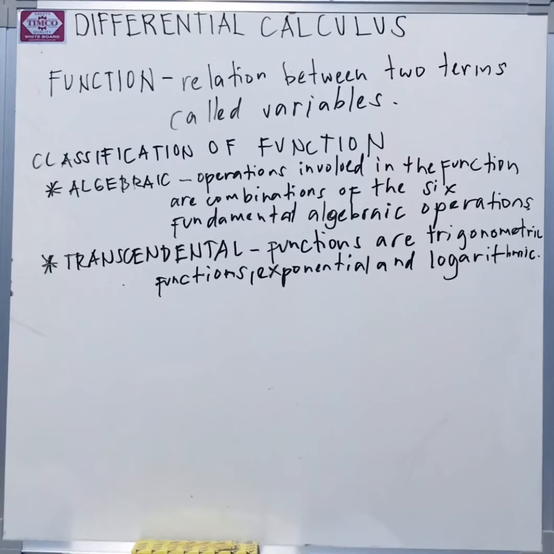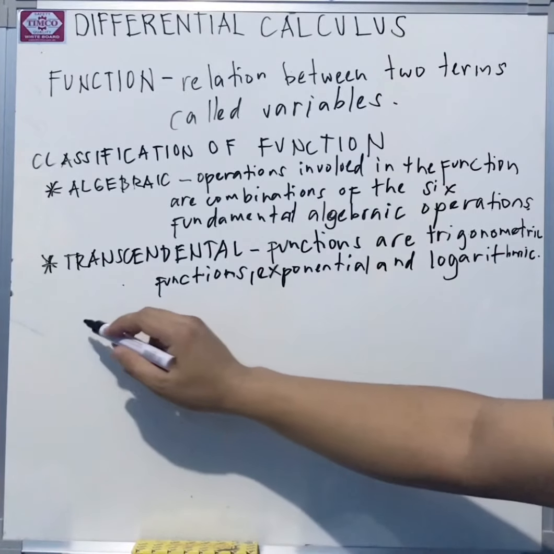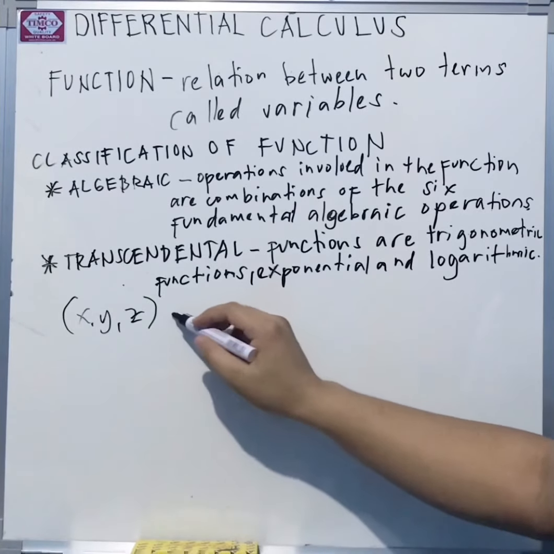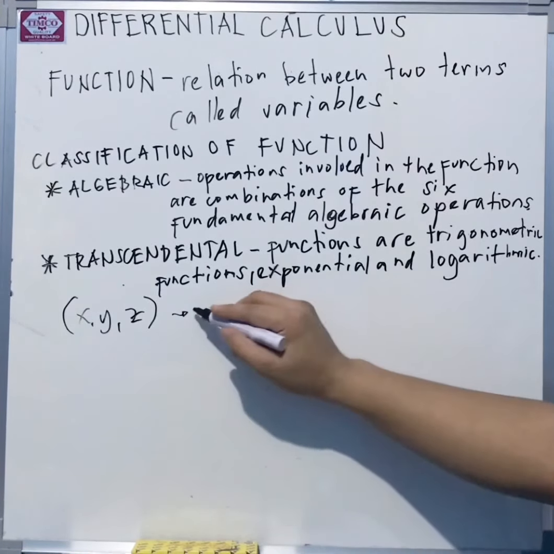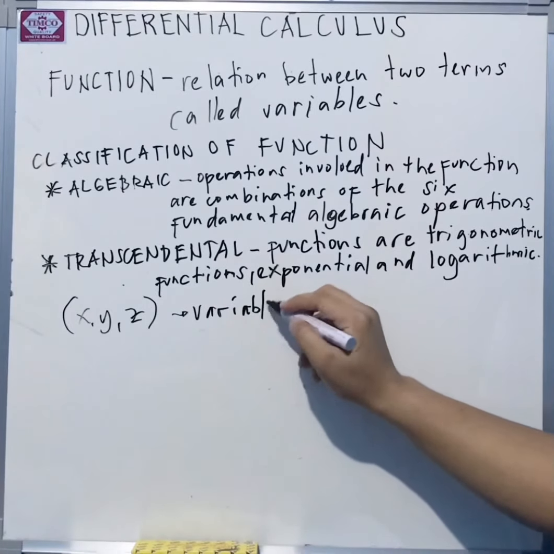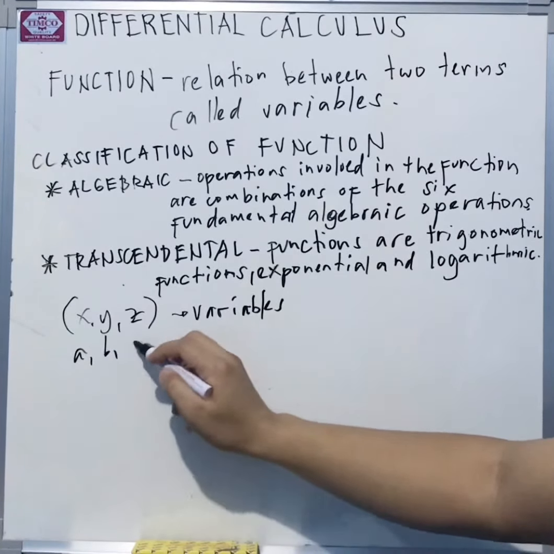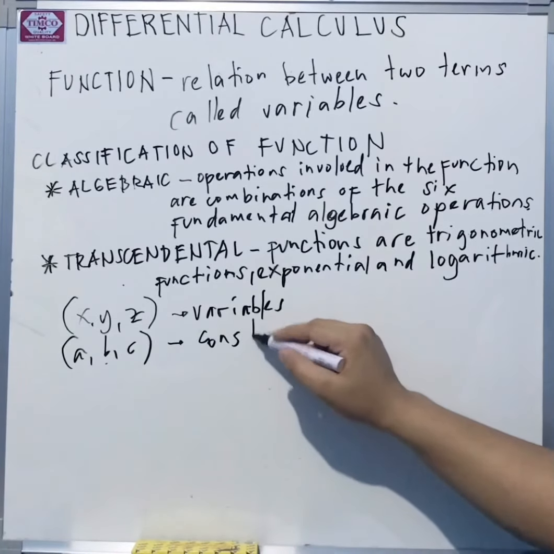Okay, good day. Under differential calculus, I will discuss the introduction of differential calculus. First, we have the function. A function is a relation between two terms called variables. So, ano ba yung mga tinatawag nating variables? We have the x, y, and z, di ba? Denoted by using the end of the alphabets. These are the variables. And we have A, B, and C, the constants, using the first letters of the alphabets, di ba?